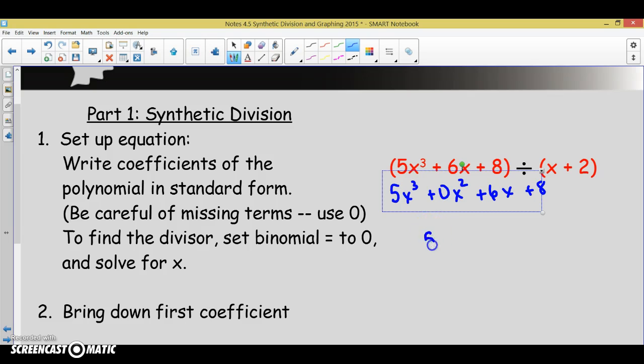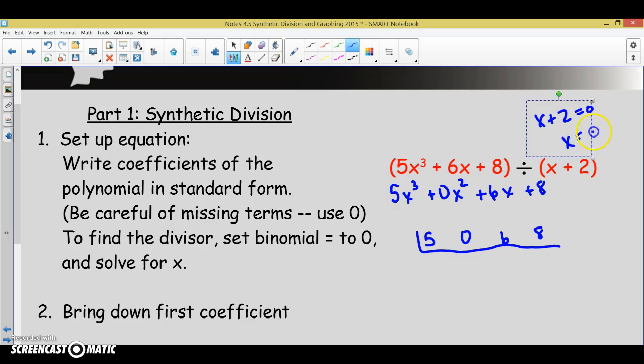So I'm going to list my coefficients, and it has to be in decreasing order. So it's 5, 0, 6, and 8. Okay. And then I take whatever I'm dividing by, that expression, set it equal to 0 and solve. So I'm going to subtract 2. So technically, when I set it up to do my synthetic division, I'm going to be dividing by -2.